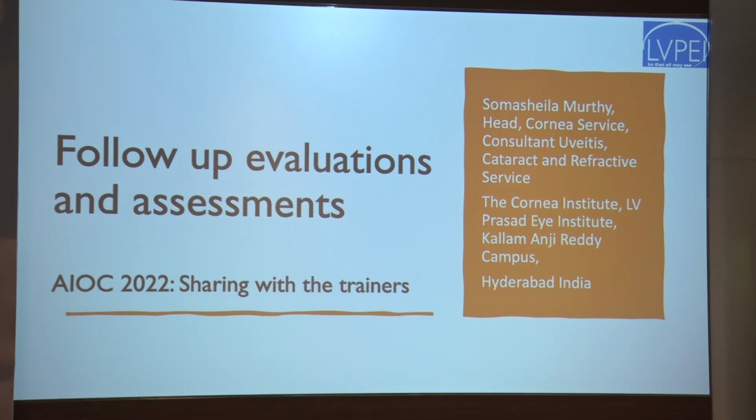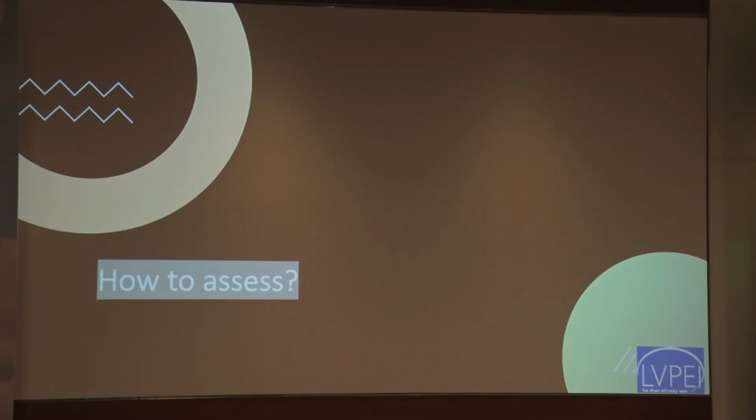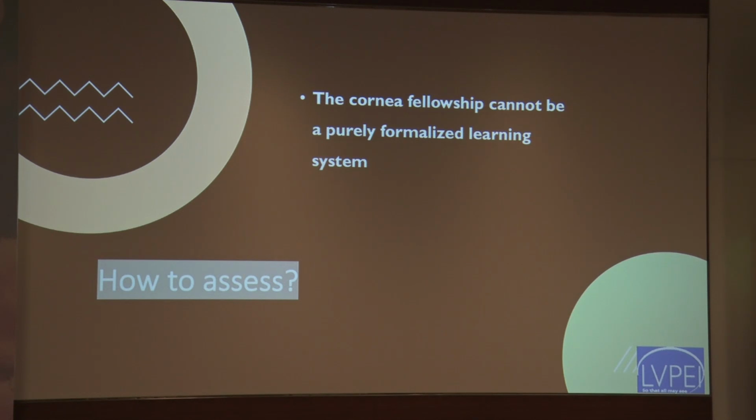So supposing that with great hardship, they have come to join the fellowship and they have joined. And once they're in the fellowship, how do you evaluate them and how do you assess them and keep them engaged throughout? So how to assess? I'm just restricting myself to the cornea fellowship, but it is pretty much true to most of the fellowships that we have at LVP or other places, that a fellowship is a structure that cannot be a purely formalized kind of learning system. It's not like a management course or a school where you can give assignments. It's totally different and dynamic.